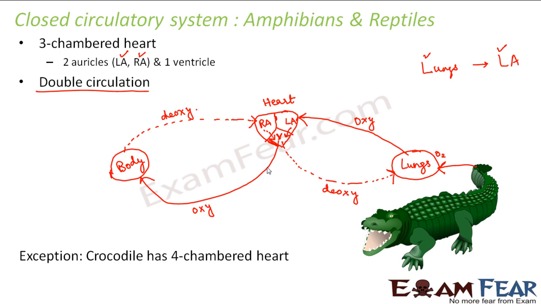Now there is one exception who has a four-chambered heart, and that is the crocodile. Crocodile is a reptile which does not have a three-chambered heart. Instead, they have a four-chambered heart like human beings. So we will talk about the four-chambered heart in the next slide.